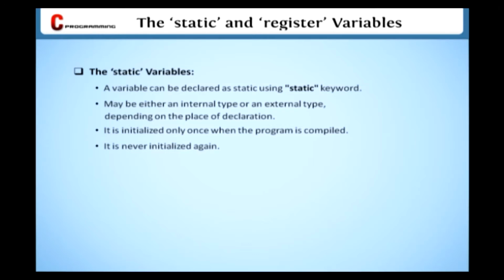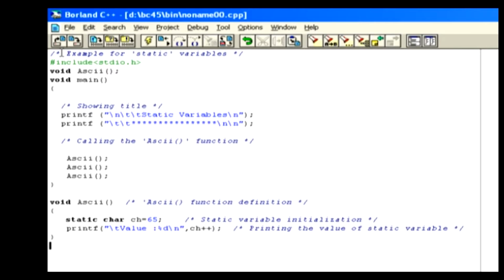Let's discuss this with an example which clearly shows static variables. In this example code, we call an ASCII function 3 times. The first time calling the ASCII function, the variable ch initializes as 65. Then it prints the value 65 on the screen, and it will be incremented by 1. Now the value of the ch variable is 66. The control will be transferred to the main function.